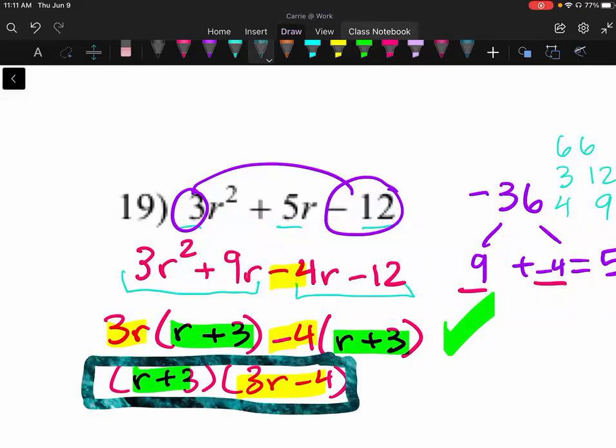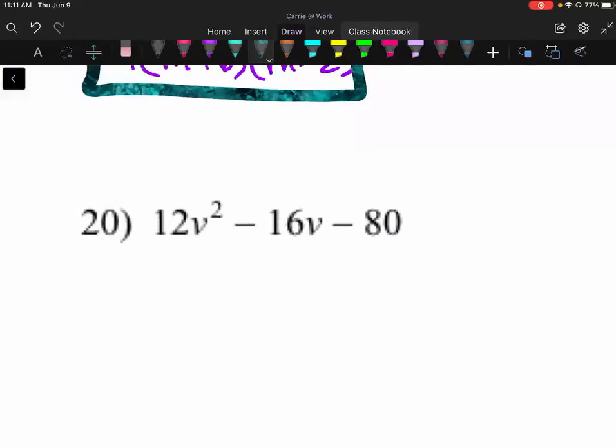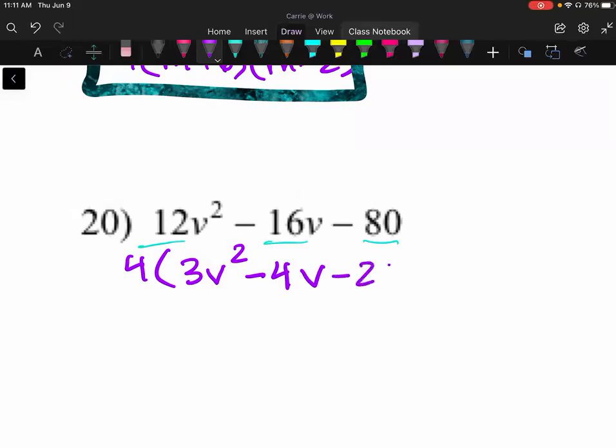All right, last one like this, and then I'm going to create a separate video for the other ones. First, I want to see if there's something they're all divisible by, and there is something here. It looks like 12 and 16 are both divisible by 4. So let's begin by taking out a 4. 12 divided by 4 is 3. Negative 16 divided by 4 is negative 4. And negative 80 divided by 4 is negative 20.